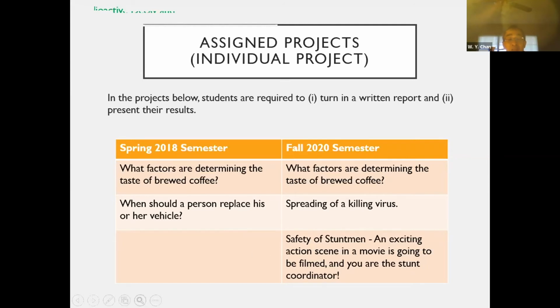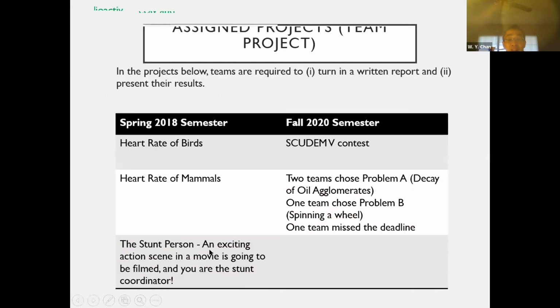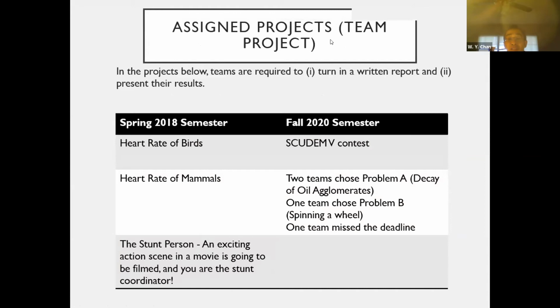And the stuntman project was in fact my team project for my class in spring 2018. For the team project, I grouped around 2 to 3 students in one team, and they work together. They need to do some coordination and make sure that they research the references, go through them, and provide the references in their written report. And they will present their results in front of their classmates.